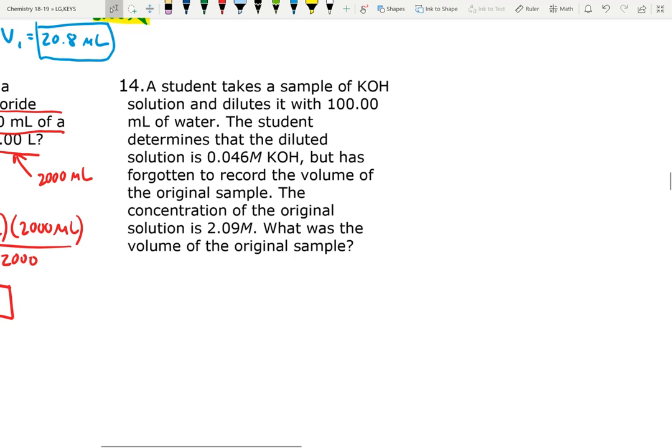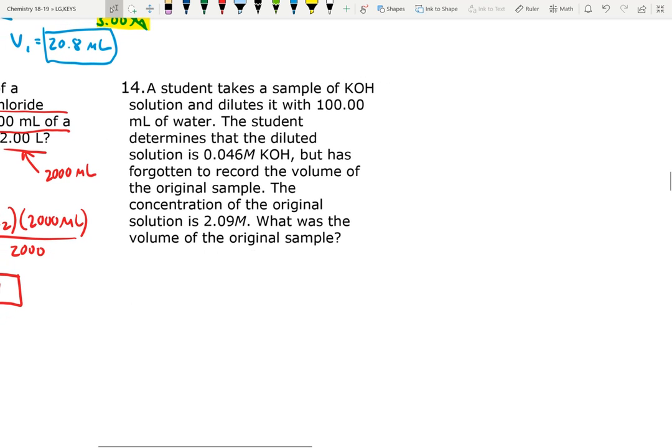Now, this question's got the same sort of information, but it looks a lot wordier, and it tells it to us in more of a story again. But just one more time, I'm going to write that equation down. M1V1 equals M2V2. And let's take a look at the story. A student takes a sample of KOH solution and dilutes it with 100 milliliters of water. The student determines that the diluted solution is 0.046 moles per liter. Okay, but has forgotten to record the volume of the original sample. The concentration of the original is 2.09 molar.